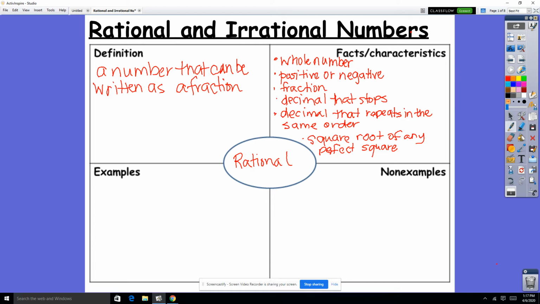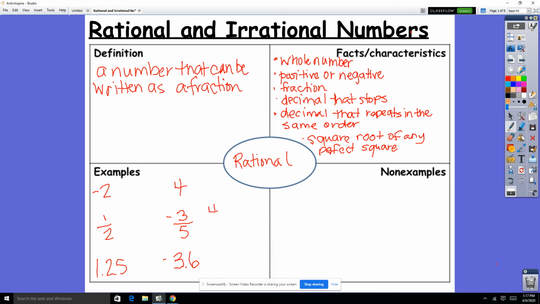So examples of these: we said it can be a positive or negative whole number, so -2 is a rational number. 4 is a rational number. You can have any type of fraction, so 1/2 and -3/5 are fractions. A decimal that stops: 1.25, -3.6. A decimal that repeats in the same order.